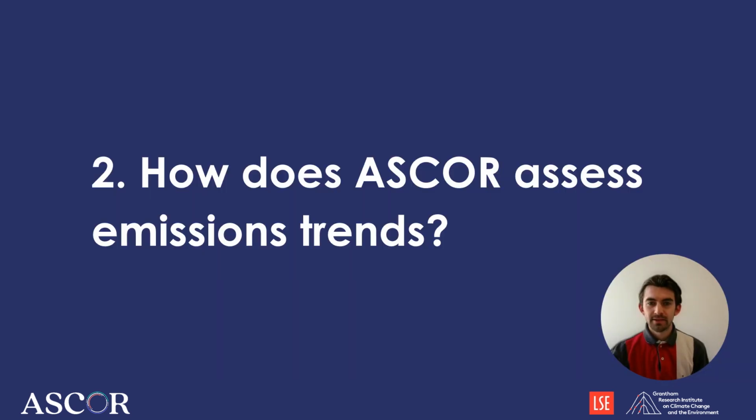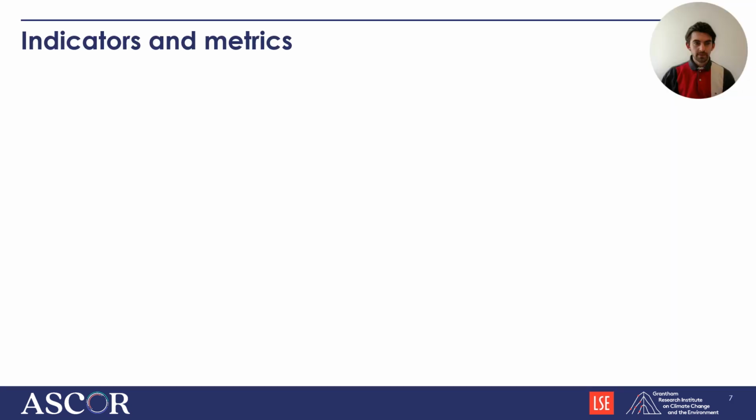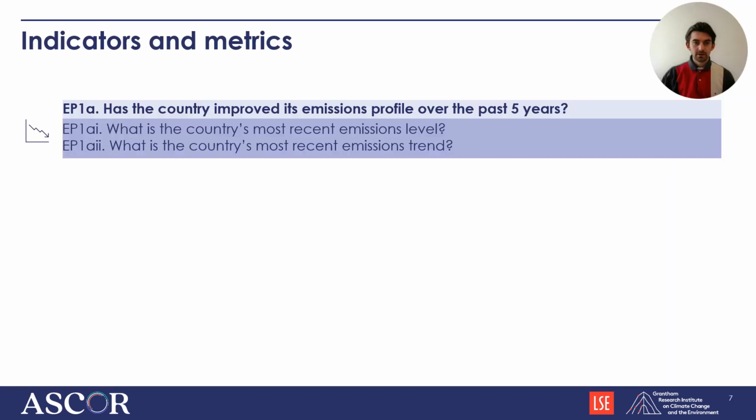To assess emissions trends, ASCOR uses 3 indicators and 2 metrics. The first indicator looks at if a country has improved its emissions profile over the last 5 years across all those emissions categories and metrics that I discussed.